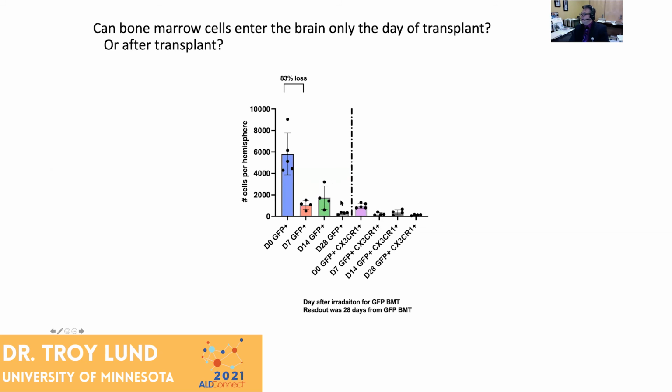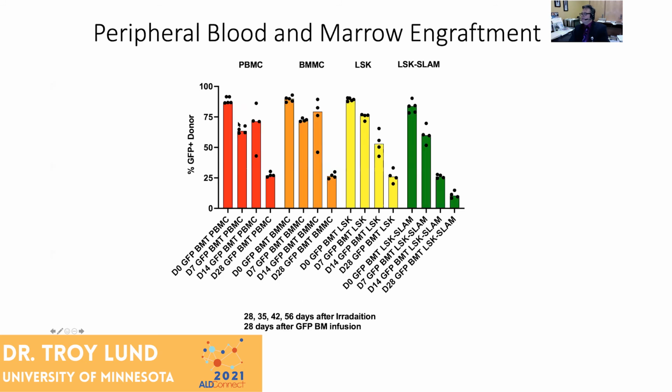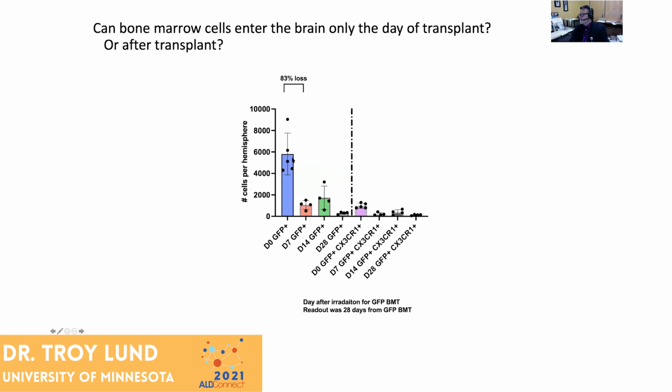So again, despite having great engraftment at 7 and 14 days after radiation in the blood and in the bone marrow, we get almost hardly anything. We only get about a fifth of what we normally get in the brain. So again, this goes into the unique feature of what's happening to the brain after conditioning.